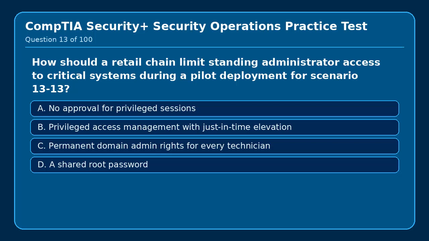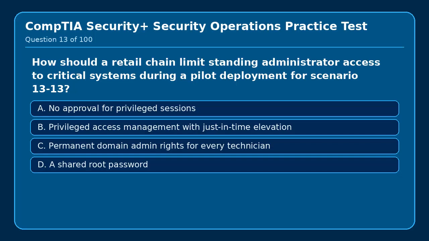Take a moment to choose your answer. The answer is B. Privileged access management with just-in-time elevation. PAM and just-in-time access reduce the time and scope of privileged exposure. Permanent broad rights, shared passwords, and no approval weaken accountability and control.